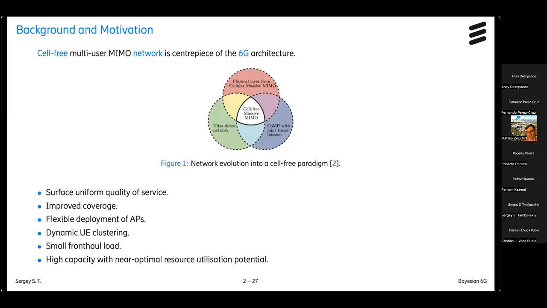We all know about cell-free massive MIMO and how it emerged over the last couple of years as one of the centerpieces of 6G, primarily because they are able to provide various useful features that can still be achieved by traditional cell networks, but with the cell-free paradigm the capabilities are much easier. So we have flexibility of deployment, clustering of user equipment, potentially small load fronthaul, and of course, near optimal resource utilization potential.